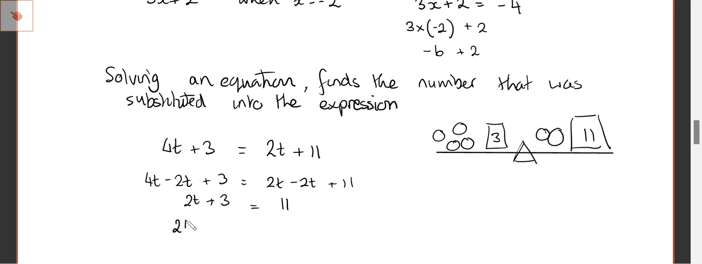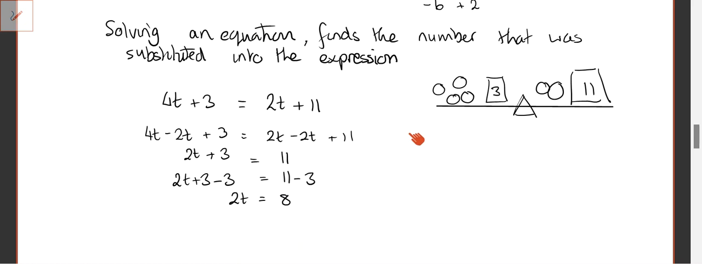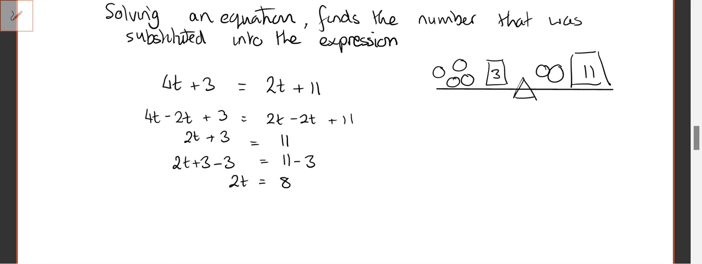Take away 3, yeah. 2 t's plus 3, let's subtract that 3. And 11 minus 3 on the other side leaves me with 2 t's equals 8. So what we've just done is take away 2 t's from both sides, 2 tomatoes. We took away the 3 there, but obviously I have to take away 3 from the 11, which makes 8. And then we share the 8 between the 2 t's, so dividing by 2 gives me 1 t is equal to 4. Okay. That is solving.